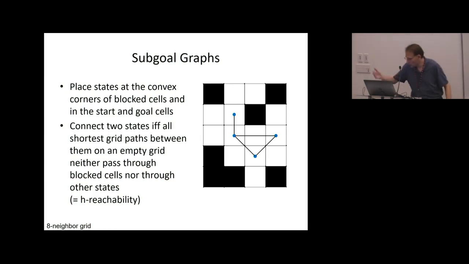So if in the online phase now I give you a start and a goal location like this, again I connect it to my subgoal graph. Now I find the shortest path on the subgoal graph, and that will correspond to the shortest path on the grid graph. Why is that a win? It's a win because if you look at the blue graph here, it will be much smaller than the underlying grid graph. And therefore, you can search it much faster.